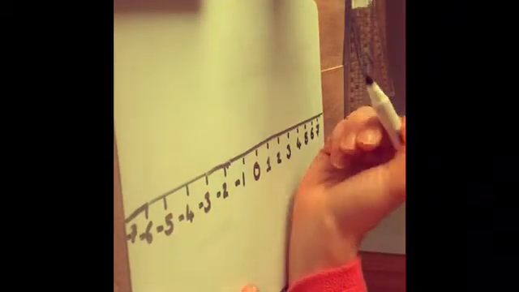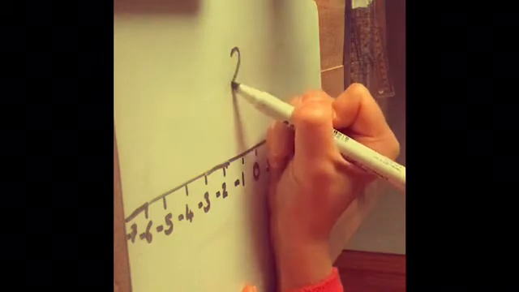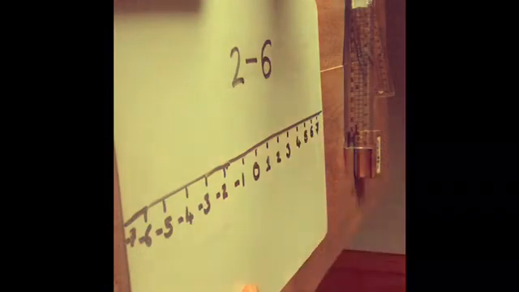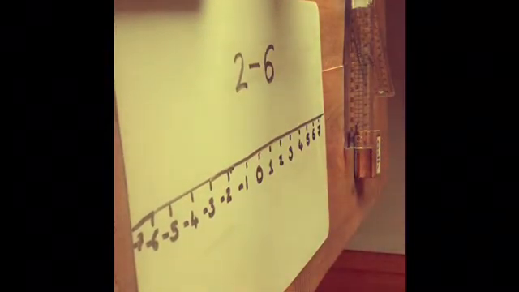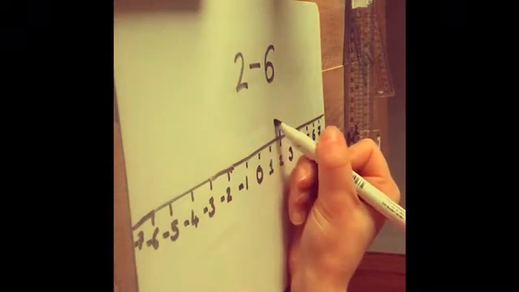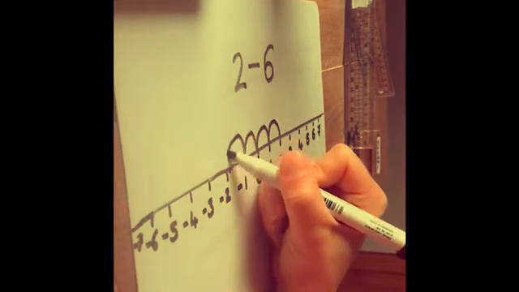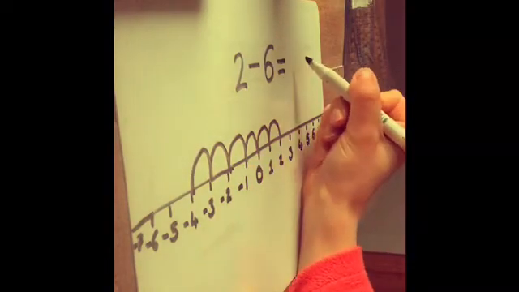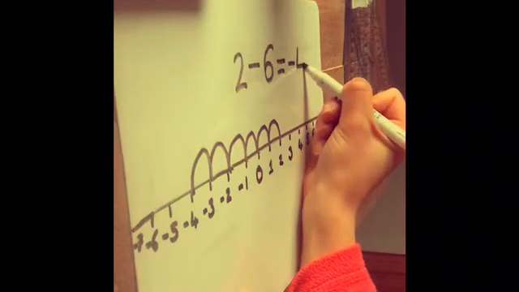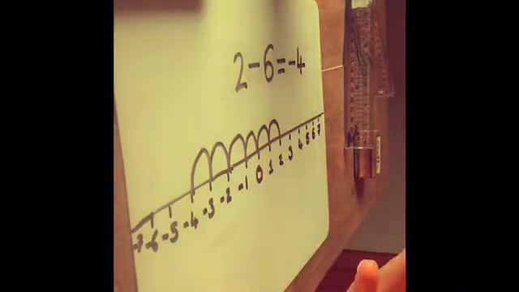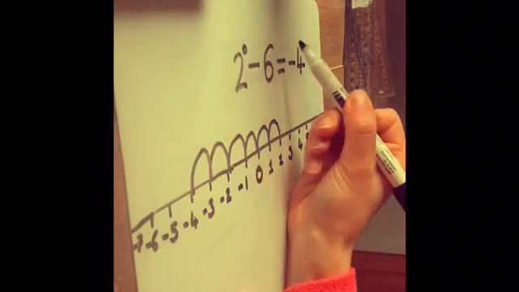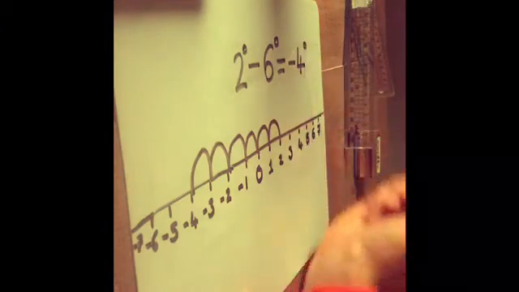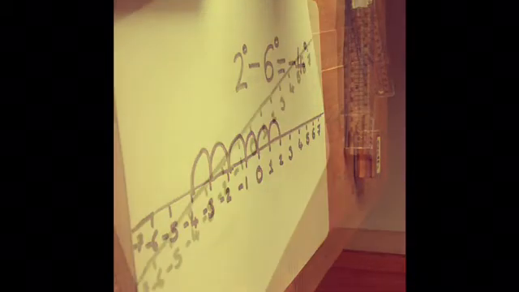Let's do one more. Let's say that we were on 2 and we wanted to take away 6. What would the answer be? Pause this video now. So if we're on 2, we'll jump back 6. 1, 2, 3, 4, 5, 6. So 2 take away 6 is -4. Again, put it into a context. Think about if it was 2 degrees and the temperature dropped, it went down by 6 degrees, then the new temperature would be -4 degrees.